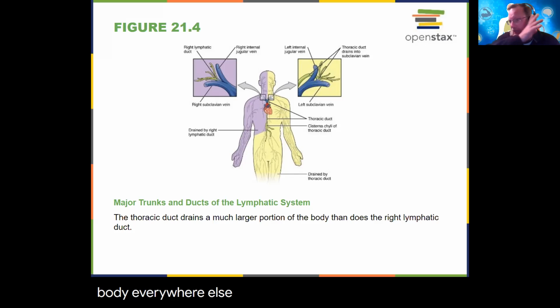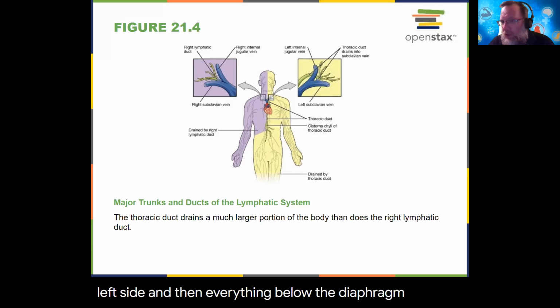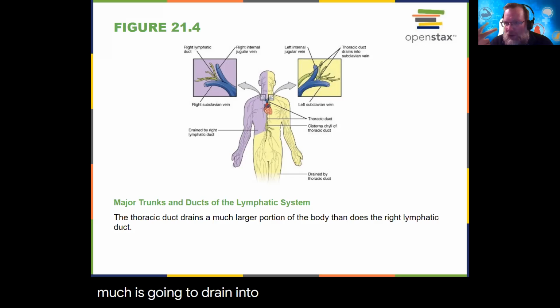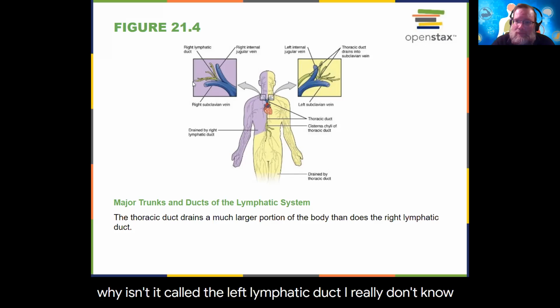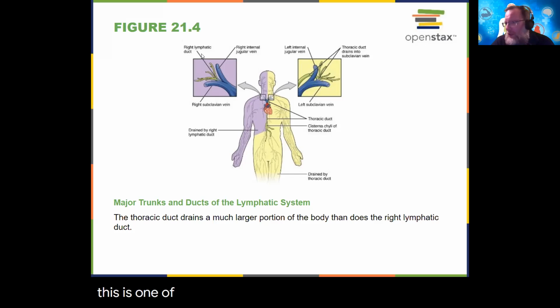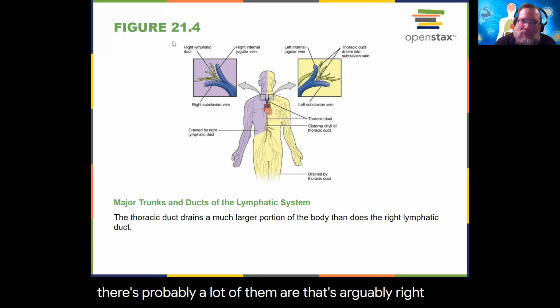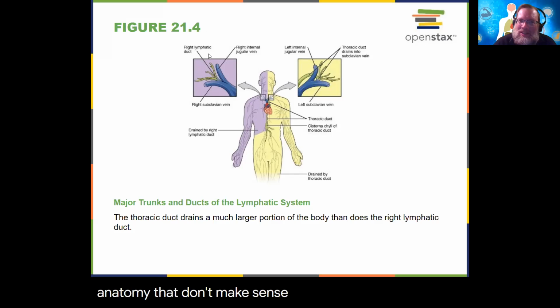Everywhere else, the left side of the head, left arm, left side, and then everything below the diaphragm pretty much is going to drain into what they call the thoracic duct. Why isn't it called the left lymphatic duct? I really don't know. This is one of those situations that just doesn't make sense. There are probably a lot of them in anatomy that don't make sense, but this one really is a stumper to me.